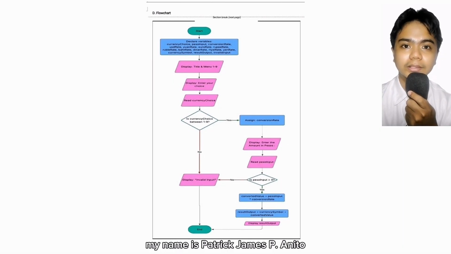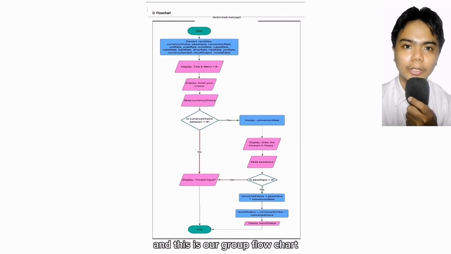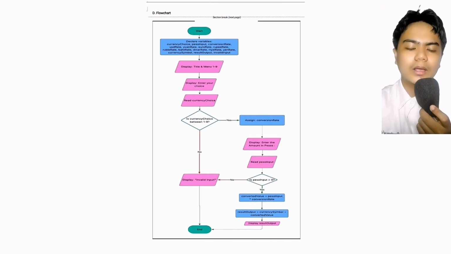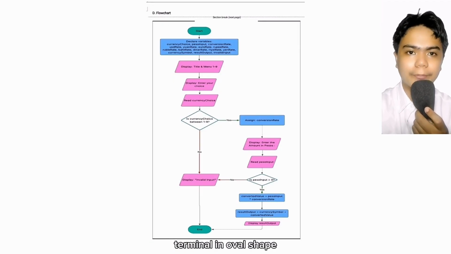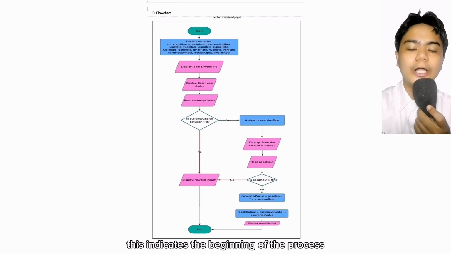My name is Patrick James P. Anito, and this is our group flowchart. Our flowchart begins with the start node, a terminal in oval shape. This indicates the beginning of the process.